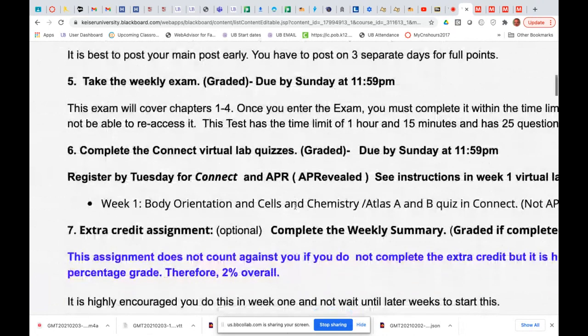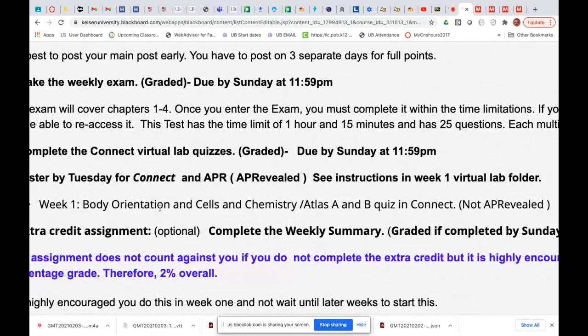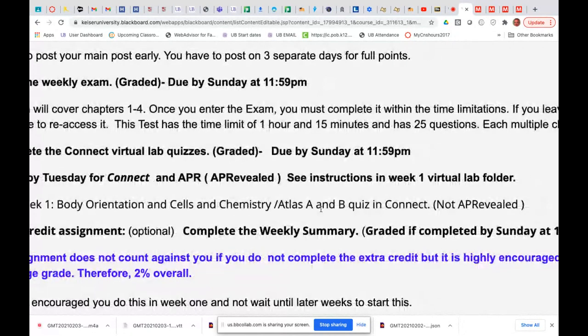And in week 1, there's going to be a quiz. Then that quiz is going to cover body orientation, which I'll go over some of that with you today, this evening. And it'll cover some of the cell, a little bit of cell chemistry. And then Atlas A and B. Atlas A and B is in your textbook. So I just want to be clear about that. I'll show you where you can find this.